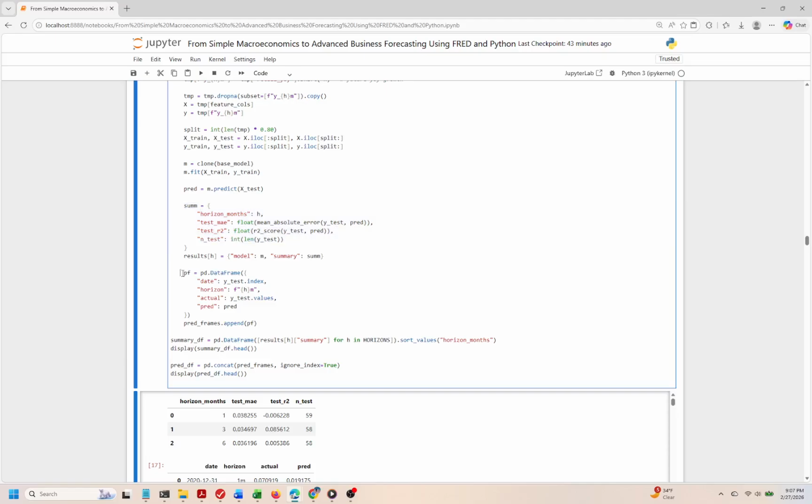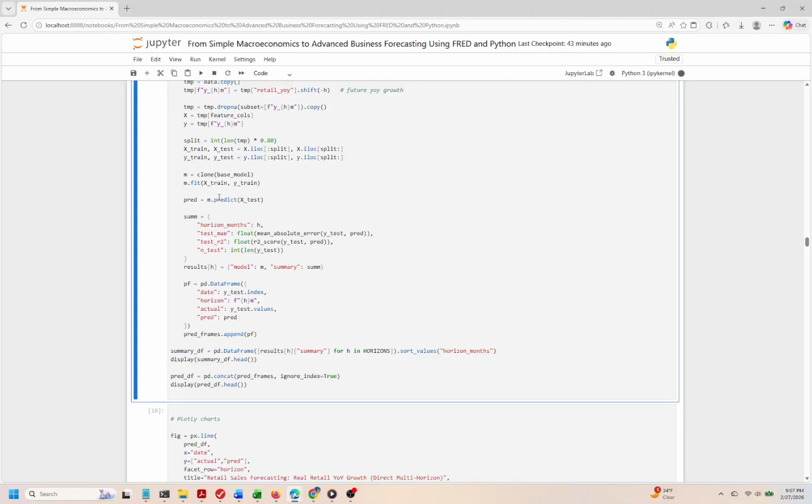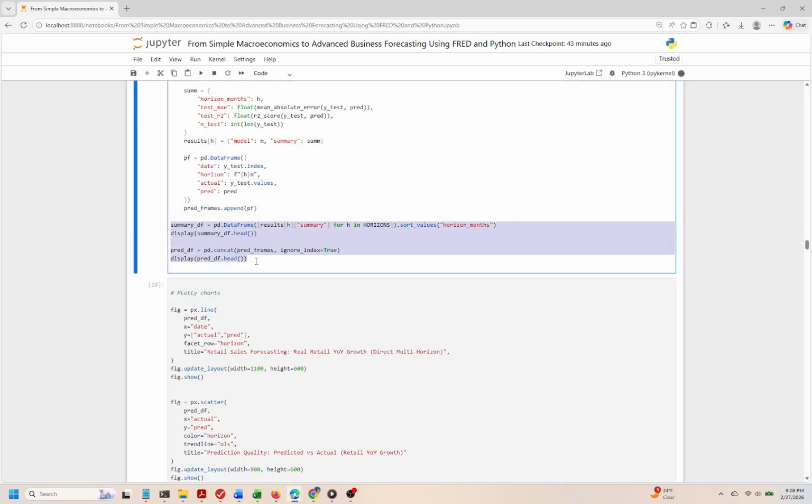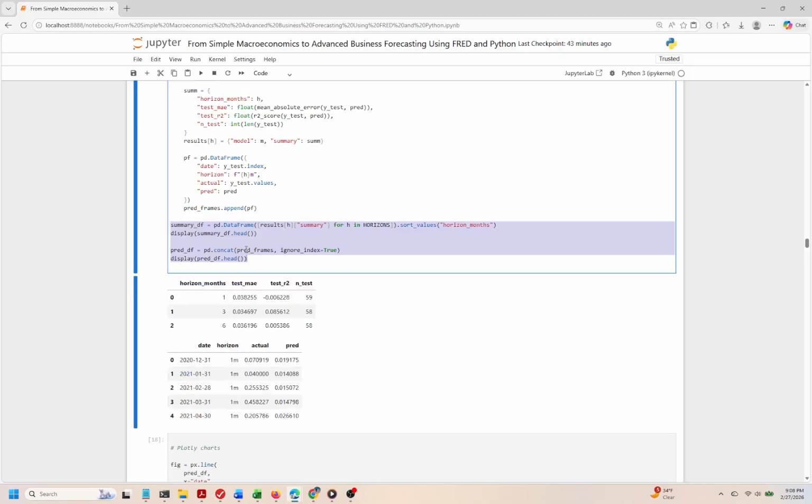By the end of this cell, we've compiled a summary data frame that outlines the performance metrics for each horizon, giving us a clear picture of the model's strengths and weaknesses. Additionally, a consolidated data frame captures all predictions across the various horizons. Looking ahead, the next cell will likely explore how these insights can be visualized or interpreted further, allowing us to gain even deeper understanding from the forecasting results. This will be instrumental in guiding strategic decisions moving forward.